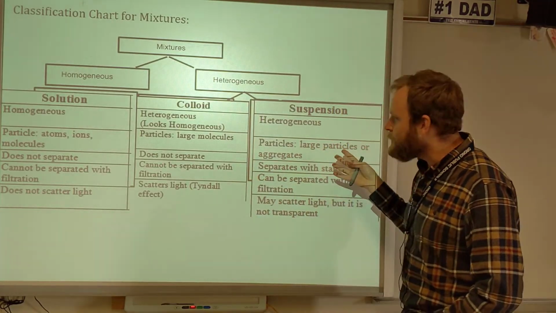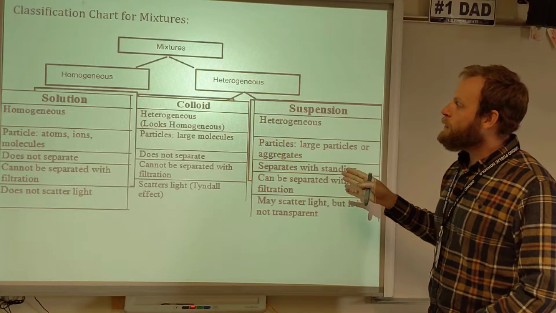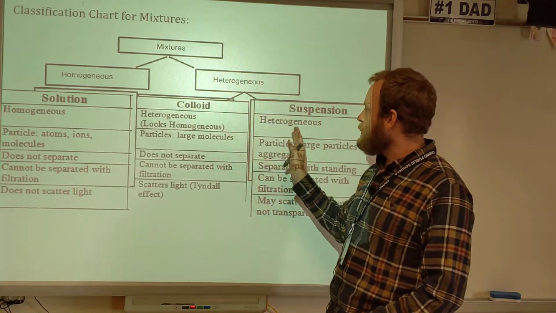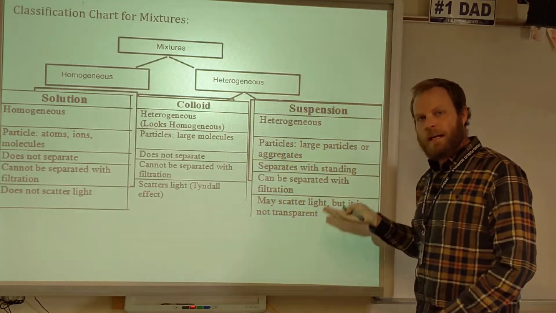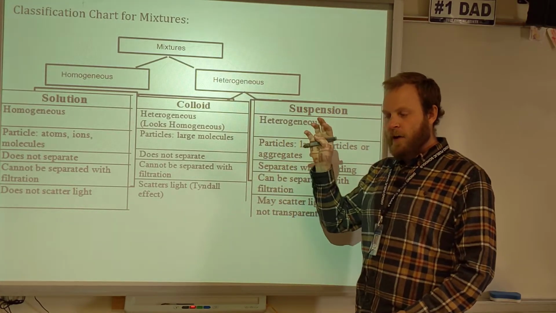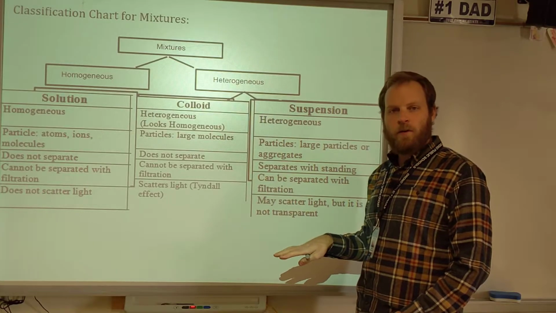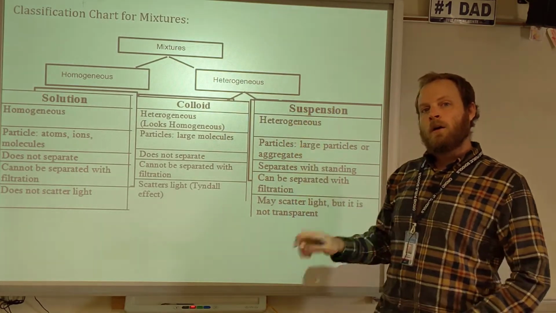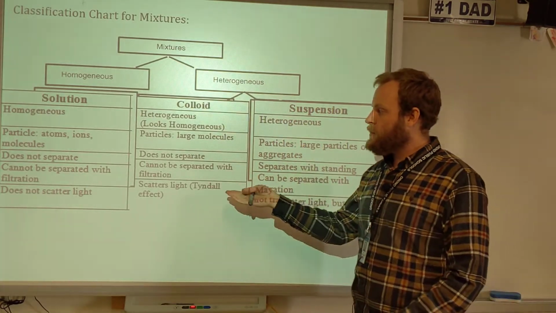And then these are enormous particles. The difference between colloids and suspensions is suspensions will settle out over time. So if you mix up a bunch of sand and water and let it sit, eventually most of the sand is going to settle down to the bottom, and then you'll have the clear water layer with the sandy part at the bottom. Colloids don't do that.